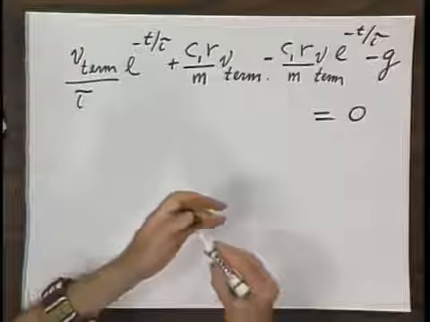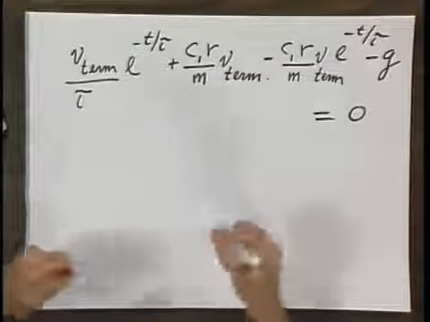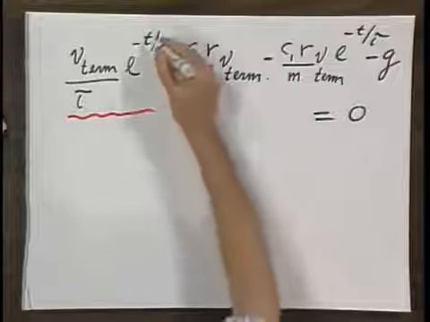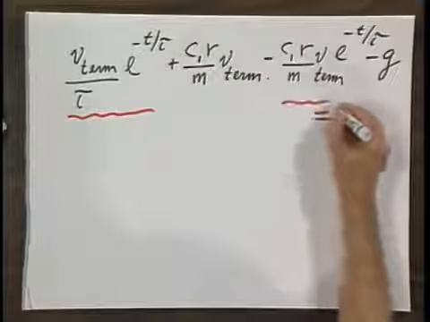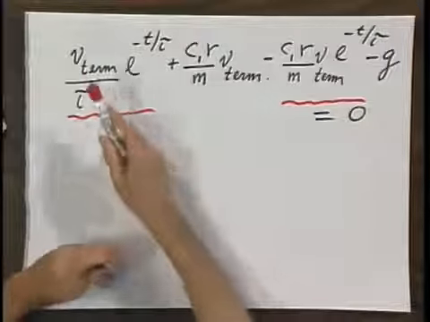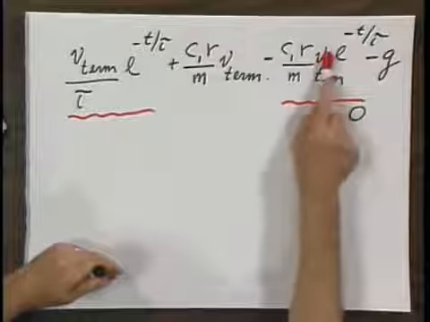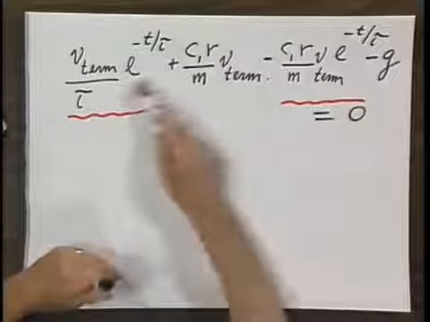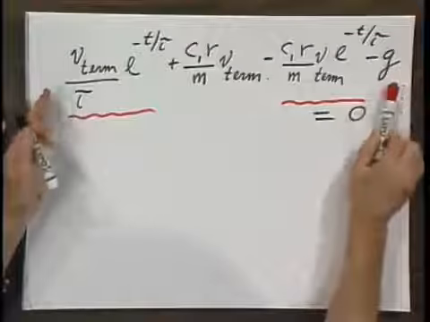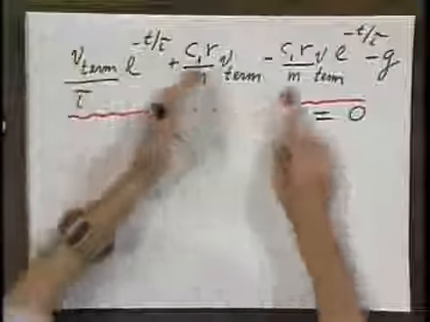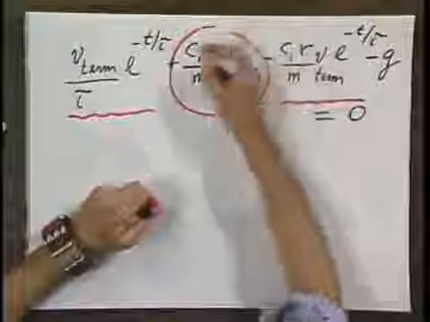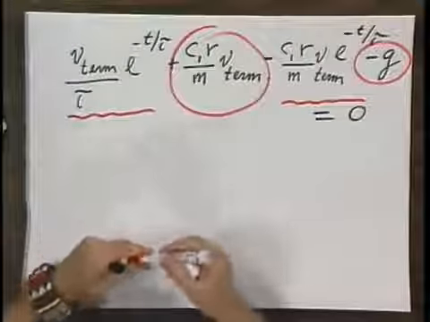Now, look at this equation. This is a term which depends on t, and this is a term that depends on t. So this term minus this term must be 0, because this holds at all moments in time. If it holds at all moments in time, this one minus this one must be 0, and this one minus g must also be 0.